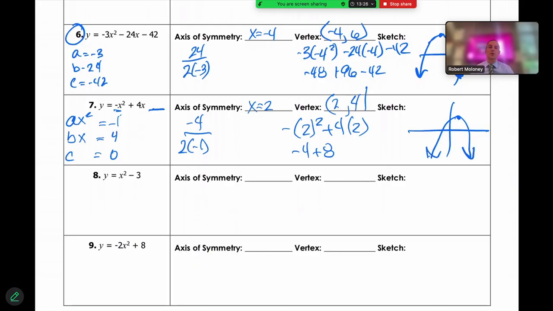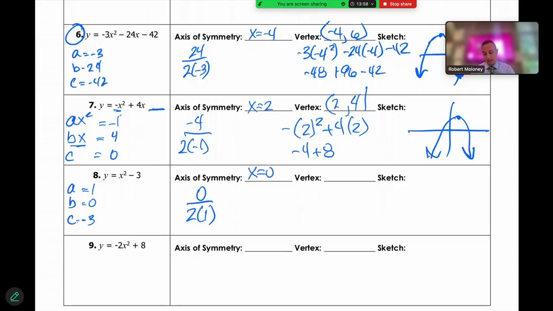Now, the real trick is on questions 8 and 9. In 8 and 9, you're missing terms, but you've got to be sure you're missing the right terms, a, b, or c. So we have an a, because that's my x squared. It's 1. I have a negative 3, but that's actually my c term. So my b is 0. There's no x term, there's nothing that has an x. So when I plug it into my formula for the axis of symmetry, I'm going to have 0 divided by 2 times 1. Well, 0 divided by 2 is still 0.